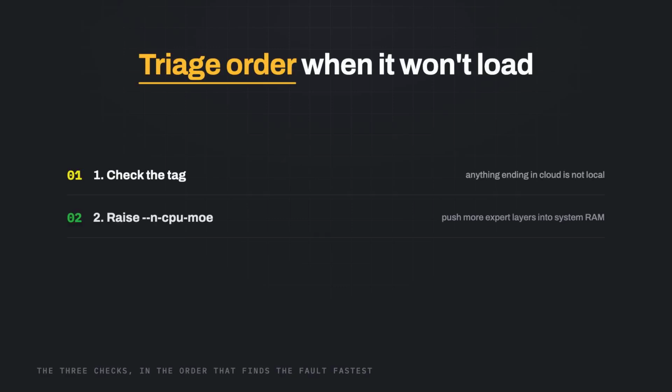If it won't load, work in this order. Check the tag isn't a cloud one, then raise the CPU expert count, then cut your context in half. Drop your quant tier last, not first.